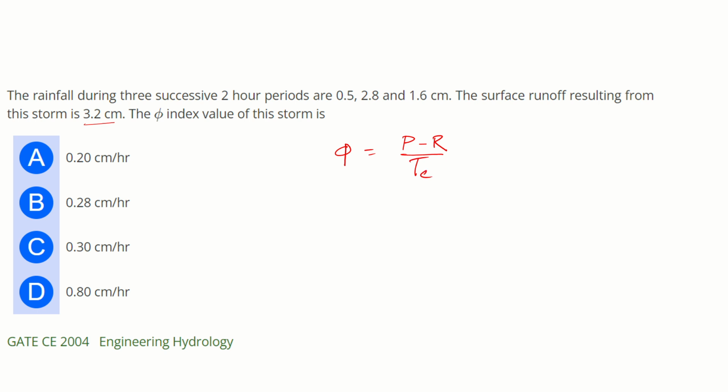The catch is in the question, you see, for 2 hours period rainfall values are given. These are not rainfall intensities, right? So let's first calculate what are the rainfall intensities. Why we are doing so, I will explain later. Okay? So let's calculate the rainfall intensities. So here is rainfall, this is time or duration, we can write, and this is intensity.